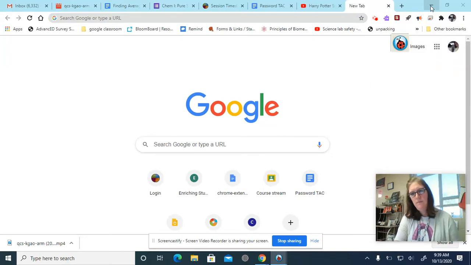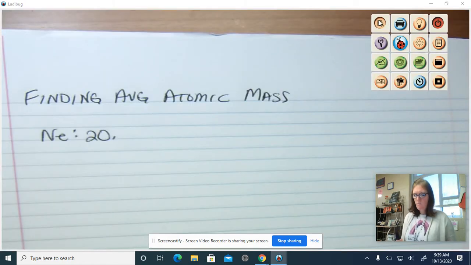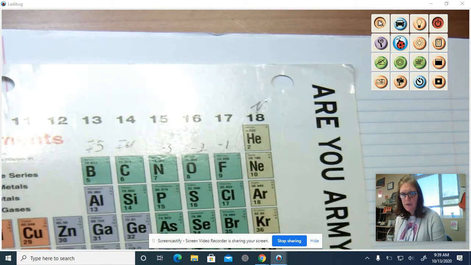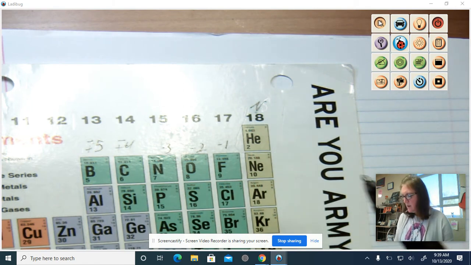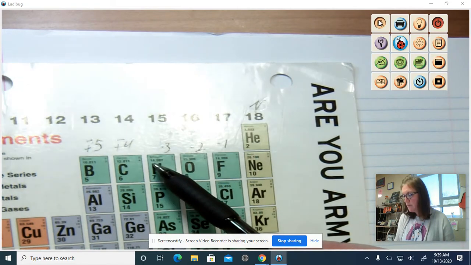Hey guys, so today what we're going to be talking about is how to find average atomic mass. This is what we did earlier today in class. So I'm going to give you the brief rundown. On your periodic table, the average atomic mass is usually the number that's listed somewhere near the element. So it's not the whole number, it's the one with the decimal number in it.